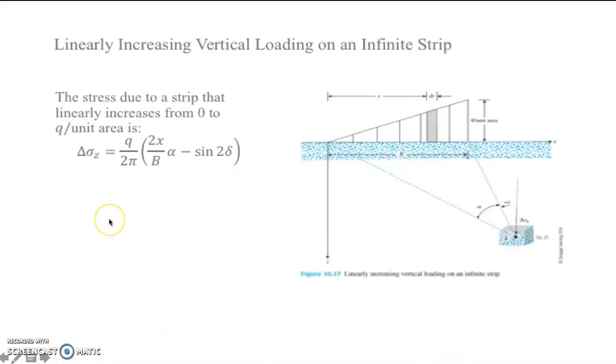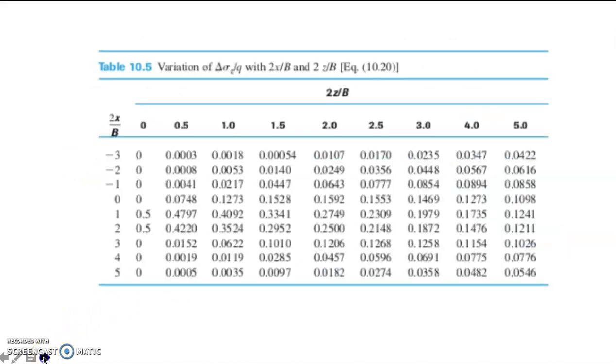So we move on now to linearly increasing vertical loading on an infinite strip. For this one, what will be the stress at point A due to this triangular loading? So we have here the equation that you're going to use. You have q all over 2 pi, quantity 2x all over b, alpha minus sine 2 delta. So this is the stress caused by this triangular loading.